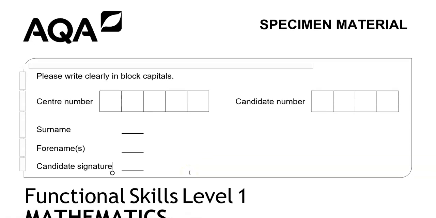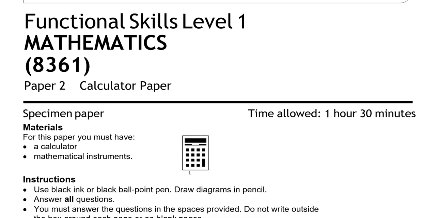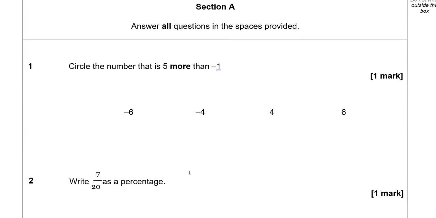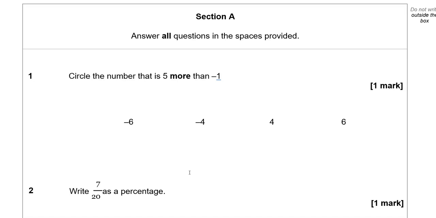This is the second part of a Level 1 Functional Skills Maths paper from AQA. In this part you can use a calculator. We'll have a look at the questions one by one. Here is the first question.